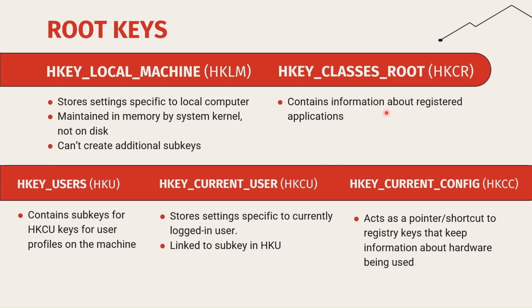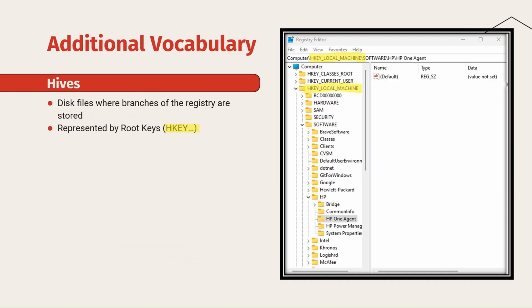This is what the slide looks like without all the extra jumble of graphs, so you can try to see how everything connects to one another. We'll get some additional vocab here. We have hives. Hives, as I've tried to highlight in yellow here, are disk files where branches of the registry are stored. Remember how we were talking about the hierarchical database structure of Windows Registry, meaning everything is stored within hives, stored within more hives. You'll see this highlighted in yellow here.